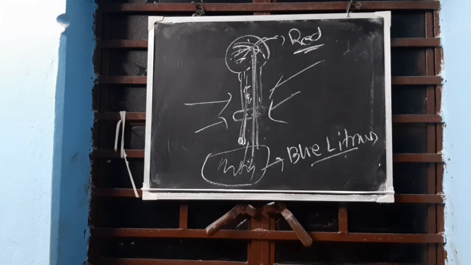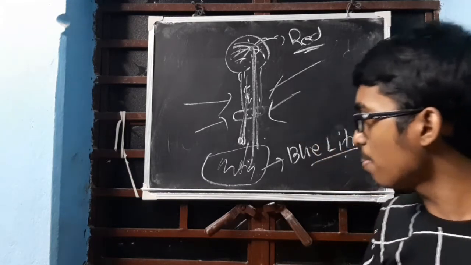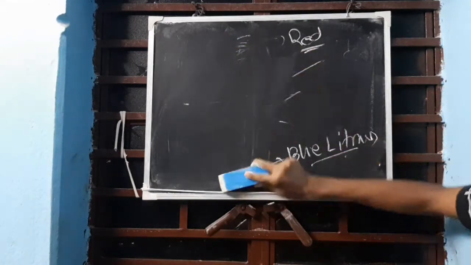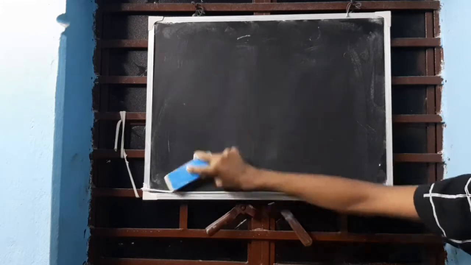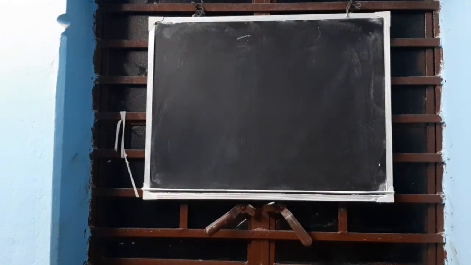Okay, now let's move on to the next part, that is chemical property. Combustibility: no combustibility. It does not have any combustibility. It is neither a combustible substance nor a supporter of combustion. Clear? Now comes the reactions. Now we have to discuss more about reactions.